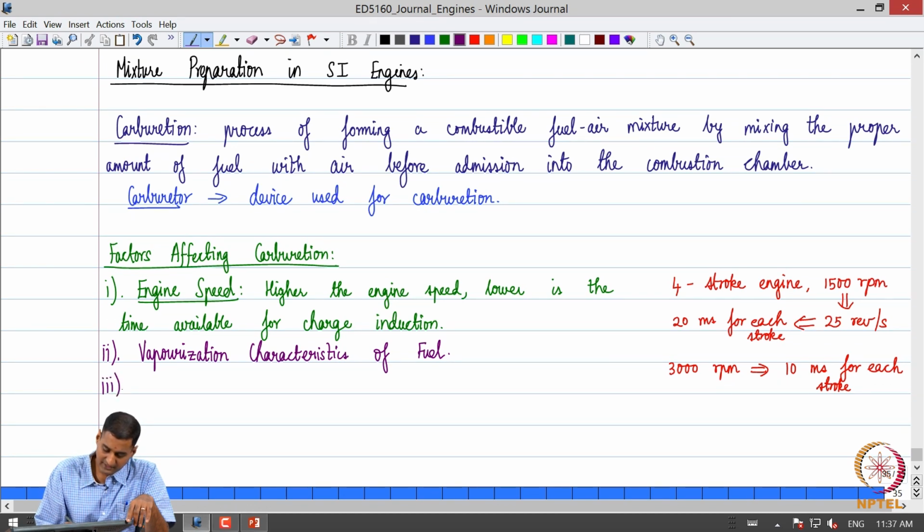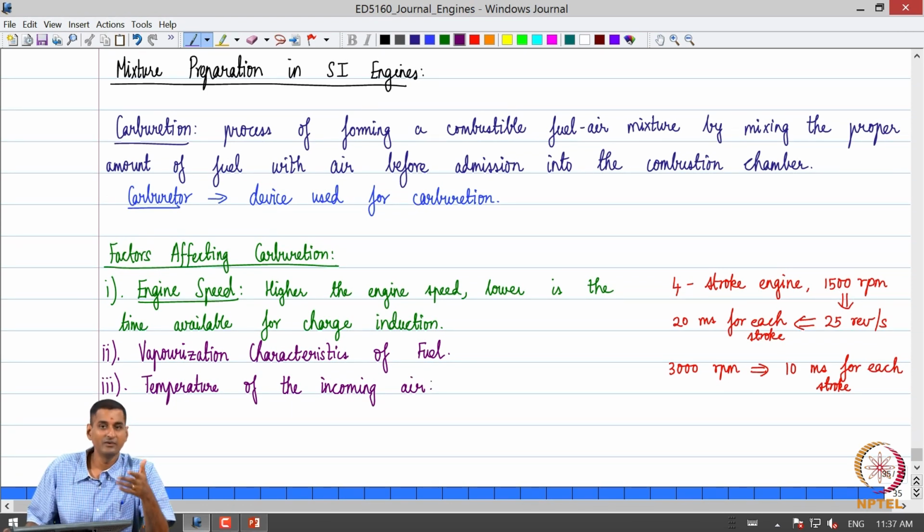In that regard, the temperature of the incoming air also becomes important. So, in general, why?